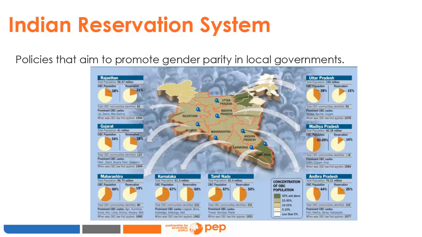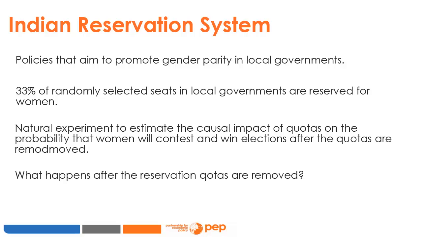I will now discuss another natural experiment that exploits the Indian reservation system. These are a set of policies that aim to promote gender parity in local governments. India has a long history of using reservation quotas as a means to enhance the representation of underprivileged groups. Among other quotas, in each local government, or panchayat, election, 33% of seats are randomly selected to be reserved for women. This reservation of electoral seats for women has been used as a natural experiment to estimate the causal effects of quotas on the probability that women will contest and win elections after the quotas are removed.